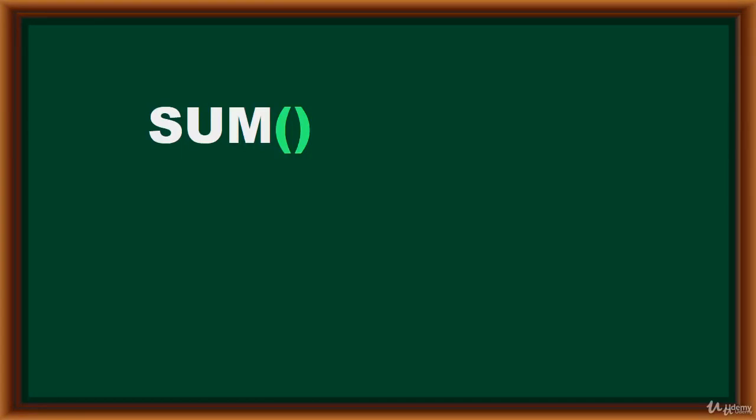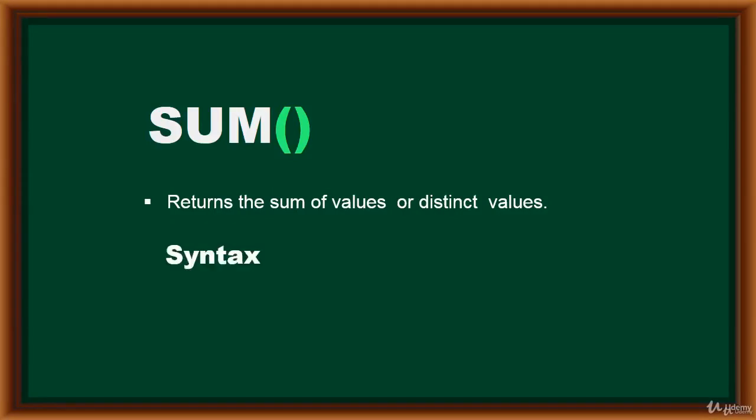Hello and welcome to this video. In this video, I will be explaining how to use the PostgreSQL sum function. The sum function is used to calculate a sum of values or distinct values. When using the sum aggregate function, it will return the sum of values or distinct values. Distinct basically means unique. So when you're using it with distinct values, it will remove duplicates.